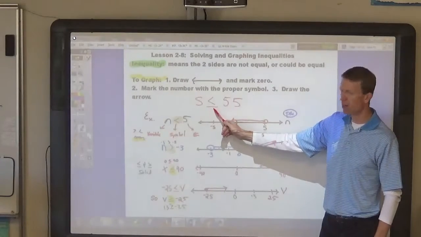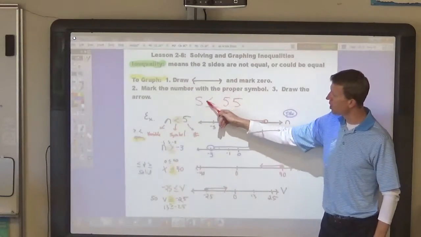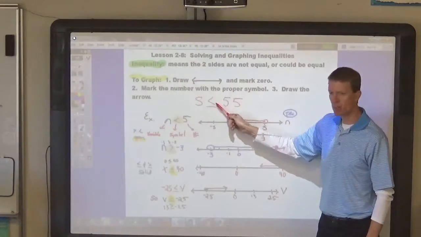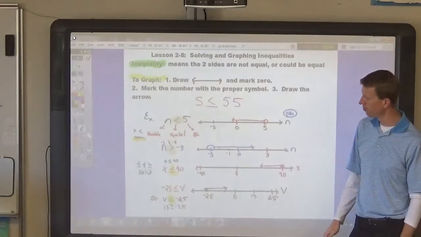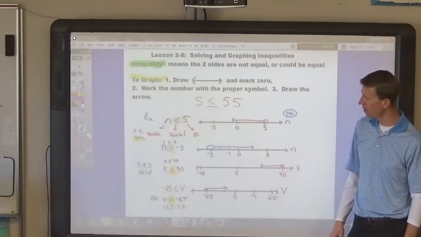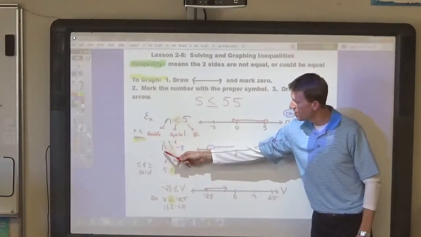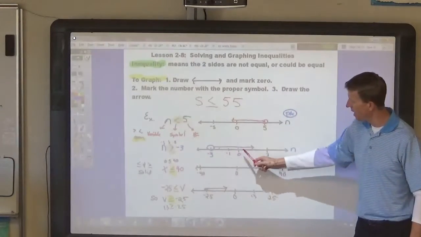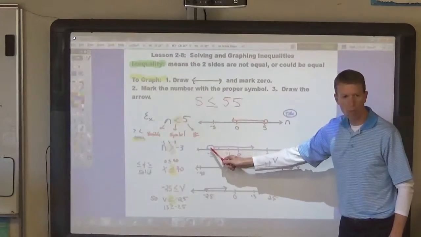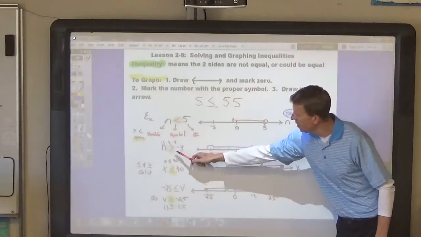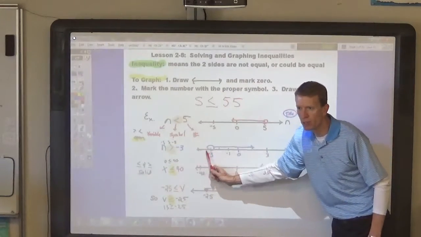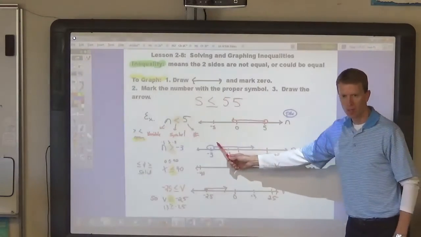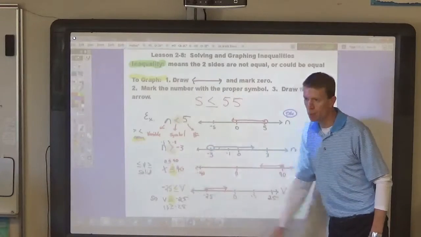S is less than or equal to 55. We could shade or draw the arrow to the left because that's the way this symbol is pointing. Okay? Look at this one. This says n is greater than -3. And so we mark -3 with an open dot. It doesn't have the equal to part, so we use an open dot. And then we can draw the arrow in the same direction that the symbol is pointing.